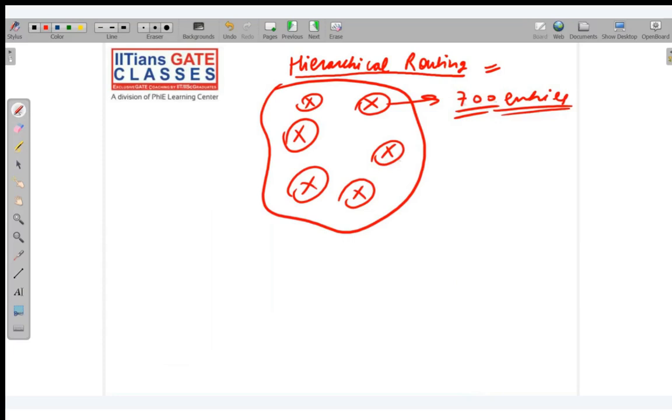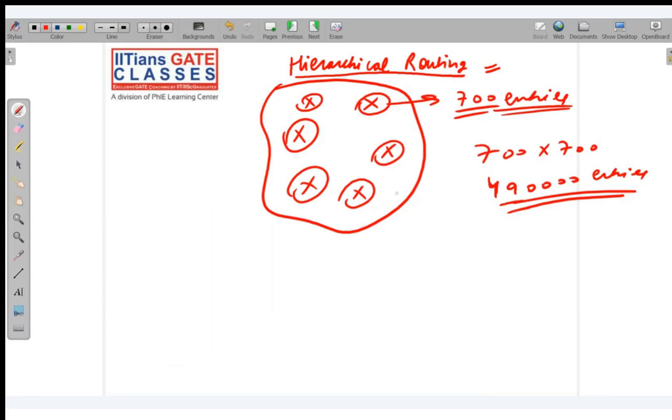Yeah, so 700 entries with each router, and there are 700 routers in total, so 700 into 700 comes out to be 4,90,000 entries total. This many entries you have to keep. Now it is not economical. In each router 700 entries, so total entries will be 700 routers into 700 entries, that is 4,90,000. So now I want to decrease the size, or decrease the number of entries. For that there are many techniques which we can use.